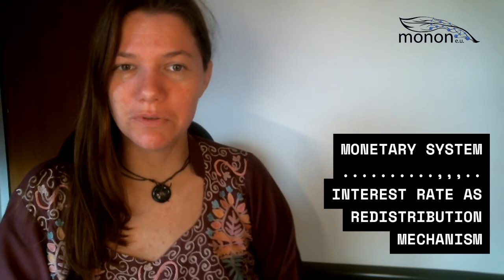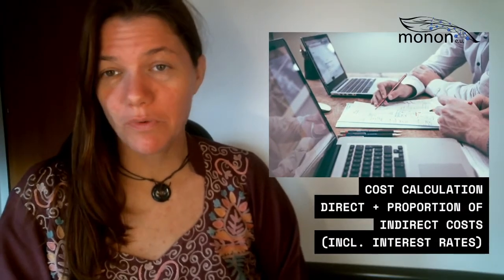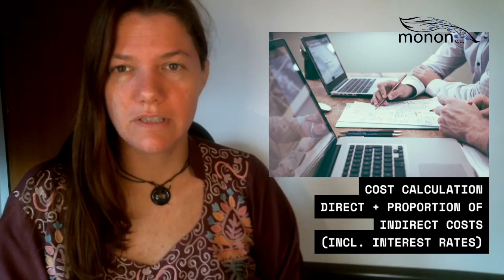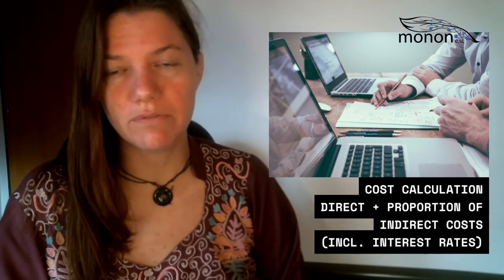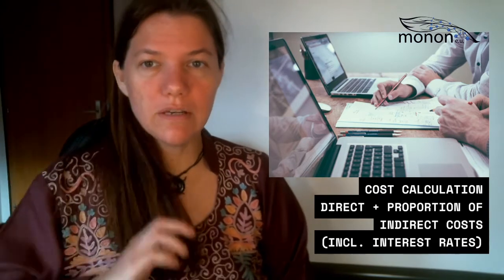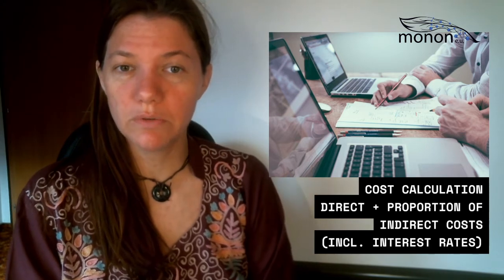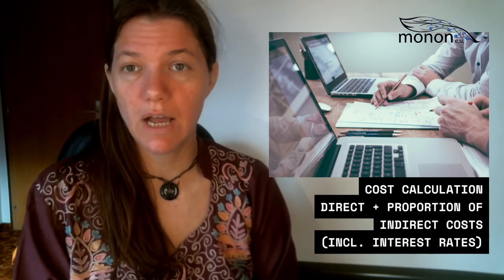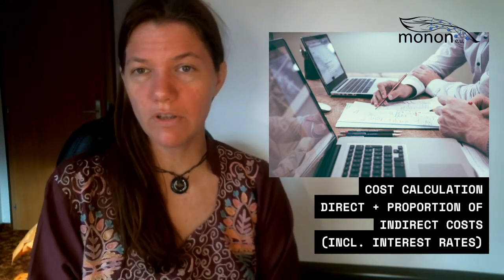Today I want to talk with you about how interest rates are a redistribution mechanism. Before we get started on the actual function of this mechanism, it's important that you understand how a company, how enterprises, actually derive the costs which they have. Therefore you have to understand that they do a process called cost calculation, in which they include all the direct costs they have, so things which can be directly referred to the product, but also the proportion of all the indirect costs.